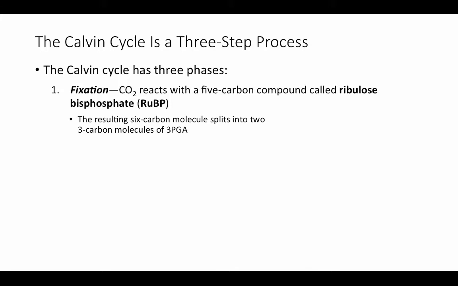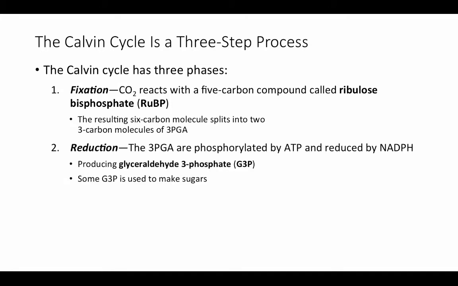It's going to be highly unstable. So it's almost immediately going to split into 2 3-carbon molecules of a molecule called 3-PGA. Don't worry too much about that name. The second phase is reduction. So this is where those NADPH molecules come into play. So the 3-PGA are phosphorylated by ATP and reduced by NADPH, and this is going to produce the glyceraldehyde 3-phosphate, the G3P.